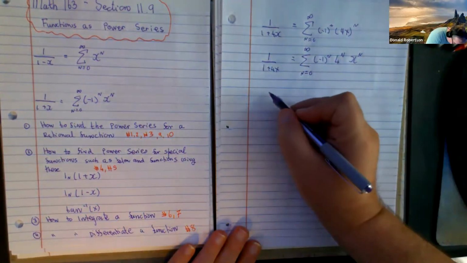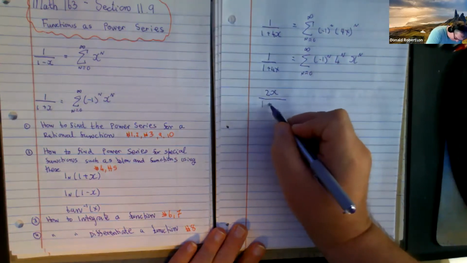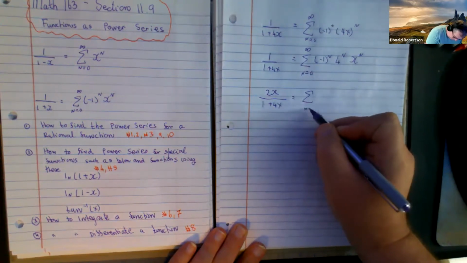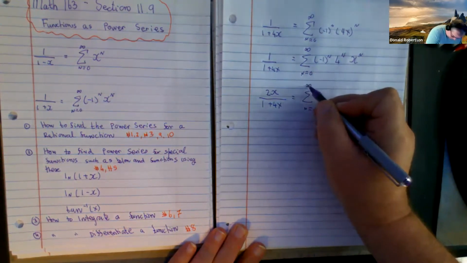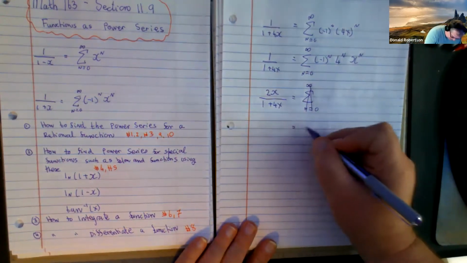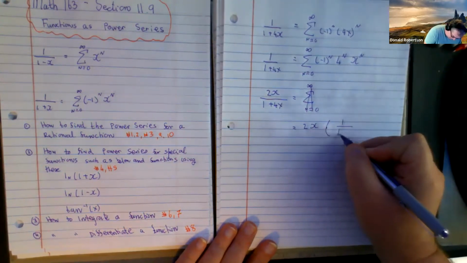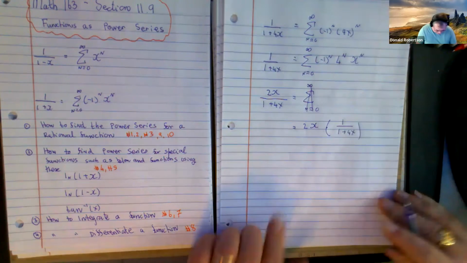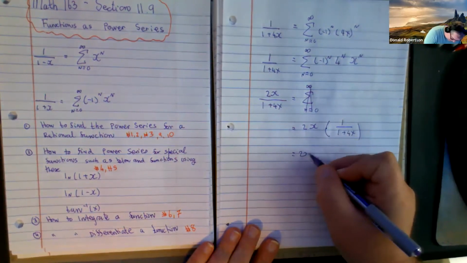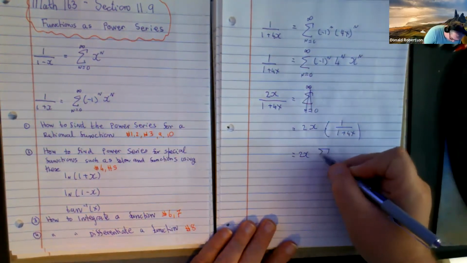Now you can put some guys on the top. How about a 2x on the top? Jumping ahead here. First thing you got to do is do 2x times that guy, right? So you split it up as 2x times this guy. We've already done that guy. Here's a power series.